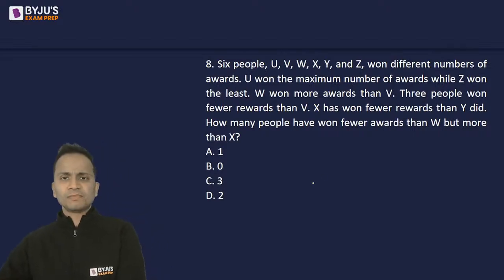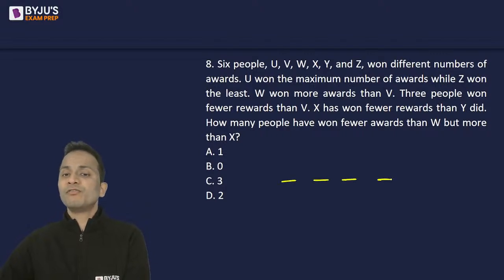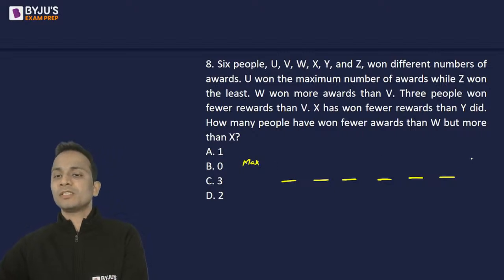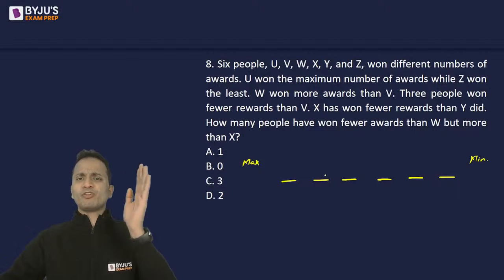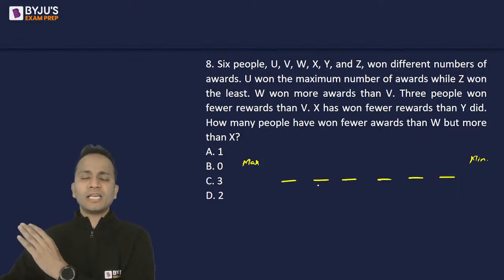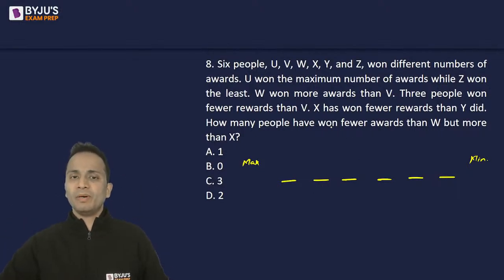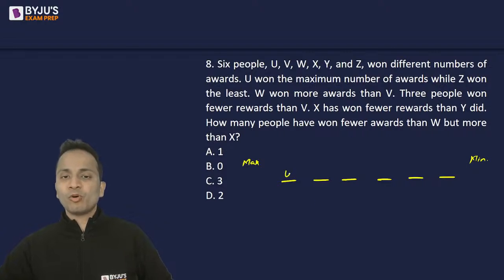So, easy question, huh? Six people, different numbers of awards. One, two, three, four, five, six. Now this side will be maximum and this is minimum. I will arrange them starting from maximum in decreasing order up to minimum. U won the maximum number of awards and Z won the minimum.